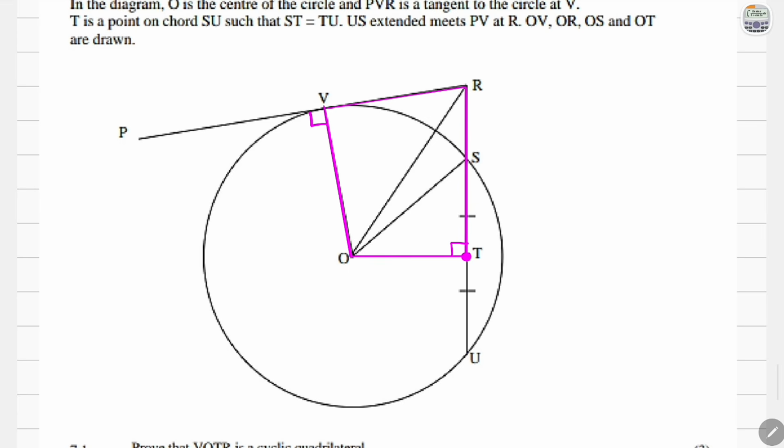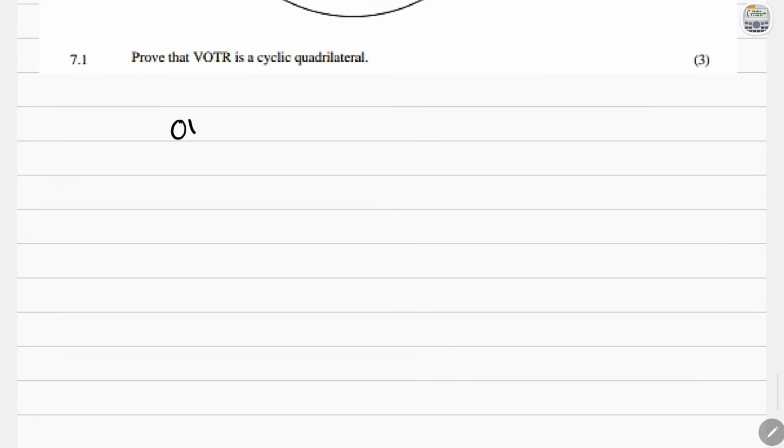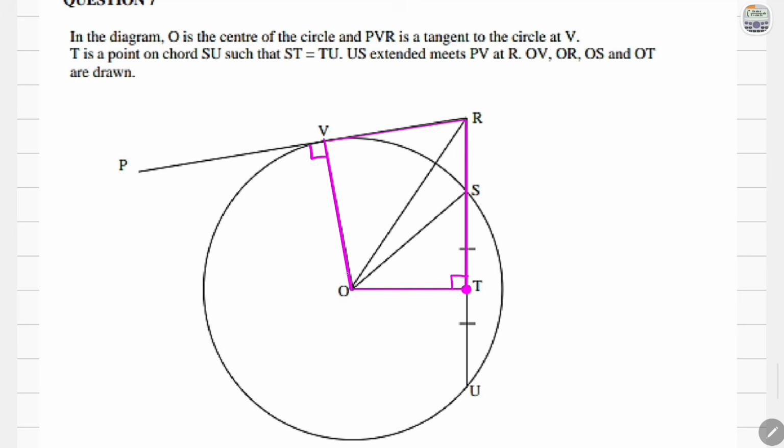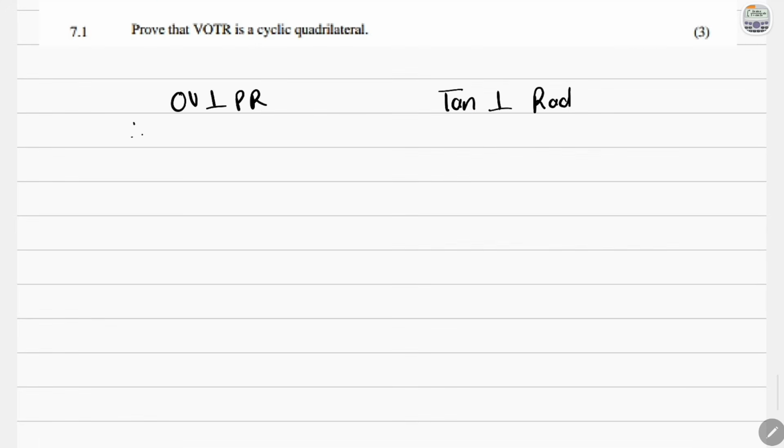And now we just have to state it for them step by step. So let's go ahead and start with this one. So we tell them that OV is actually perpendicular to PR, and the reason why is because we have the tangent perpendicular to the radius at the point of contact. So therefore, that means that this angle OVP is equal to 90 degrees. So OVP is equal to 90 degrees.